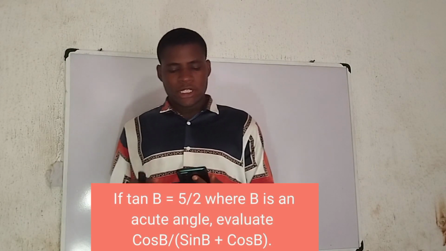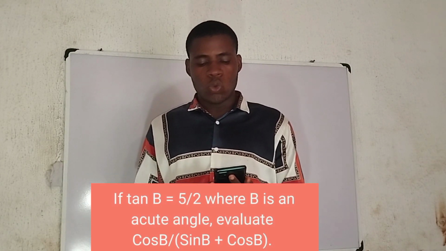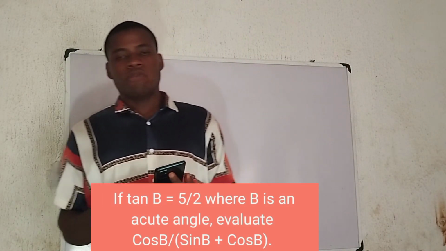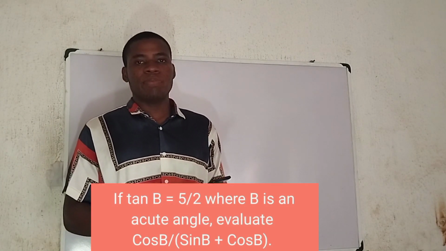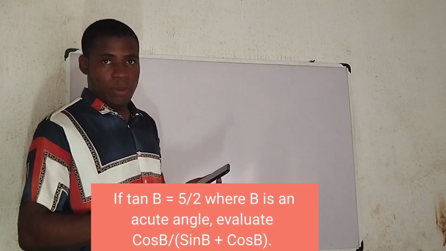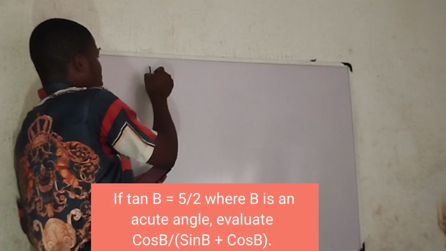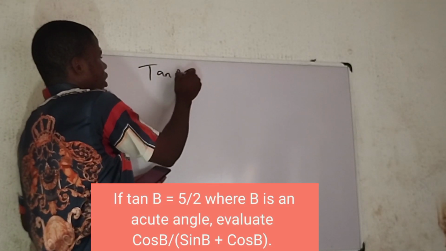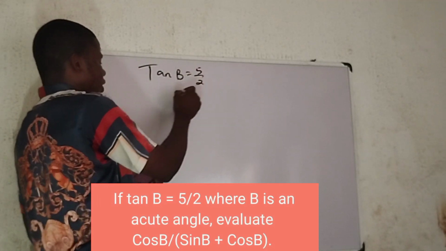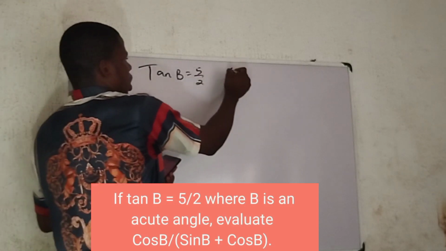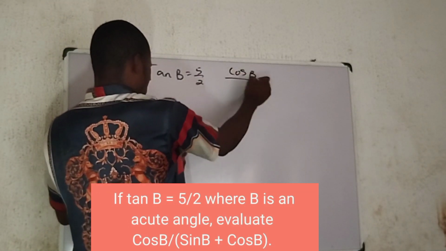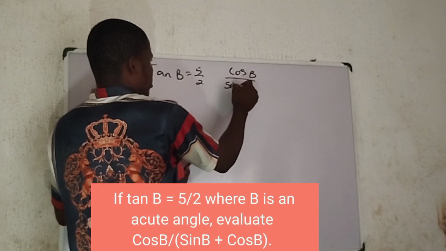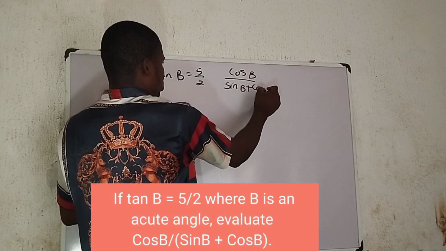Hi, I have that if tan B is equal to 5 over 2, where B is an acute angle, we have to evaluate cos B all over sin B plus cos B. Hope we can see it. Now, the question says if tan B is equal to 5 over 2, that asks us to evaluate cos B all over sin B plus cos B.